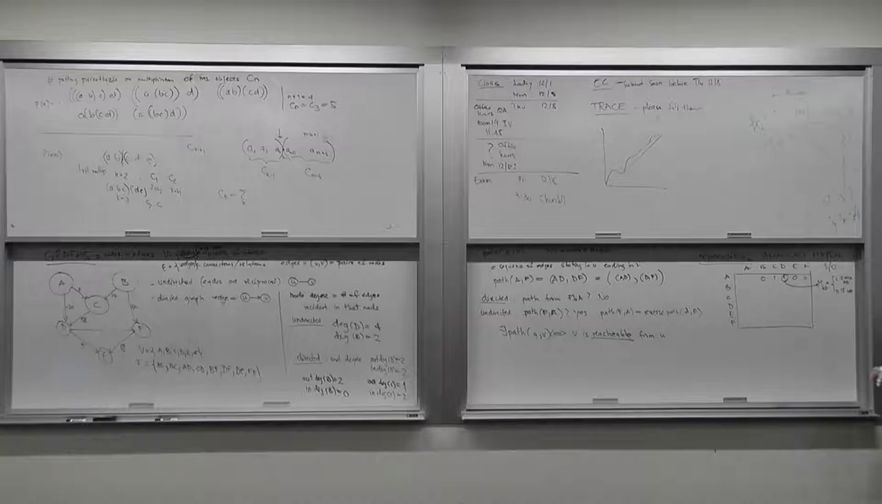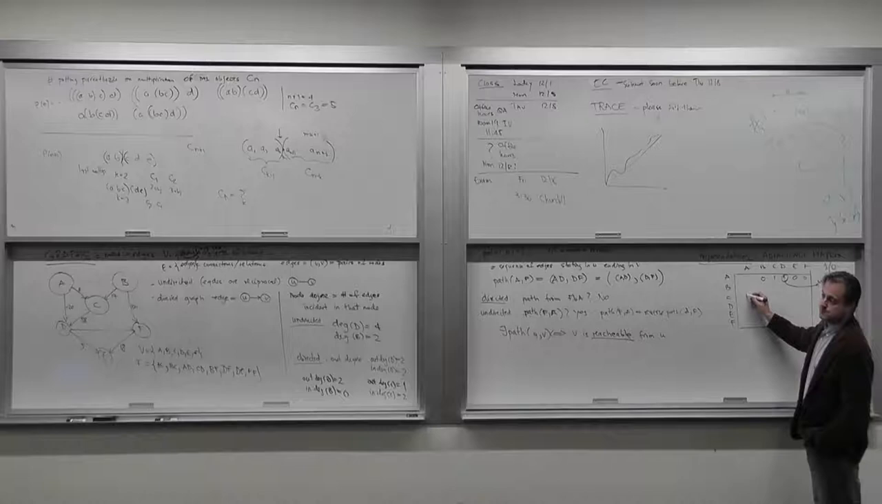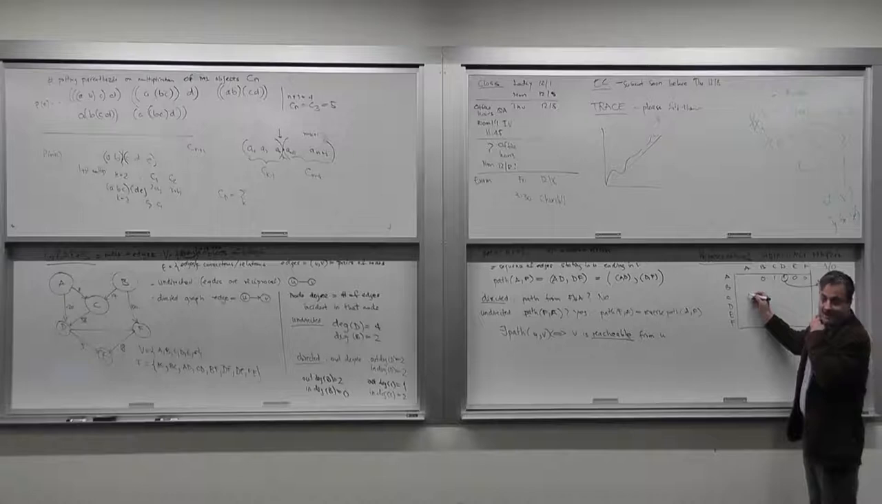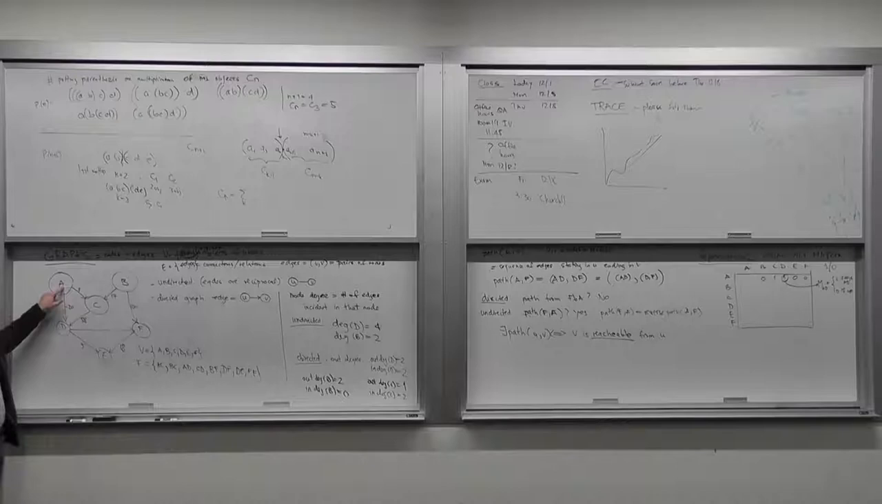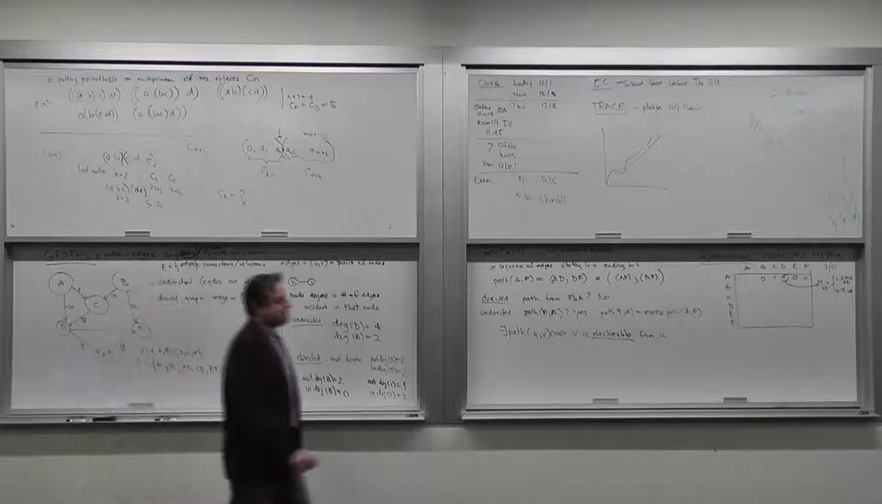Let's do another one. How about C? C to A, is there an edge? C to A. Exactly. We have to decide from the beginning whether we treat this as a directed or undirected graph. If I say it's directed, do I have an edge from C to A? No. If I say it's undirected, do I have an edge from C to A? Yes. So I'm going to say here, directed.